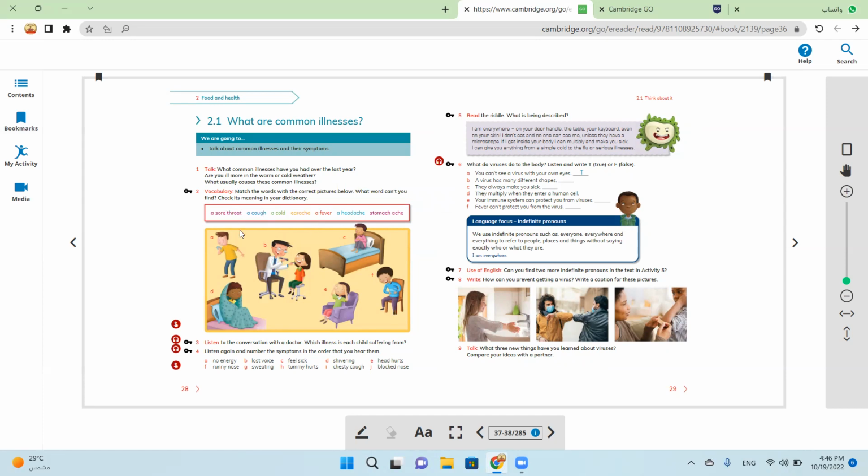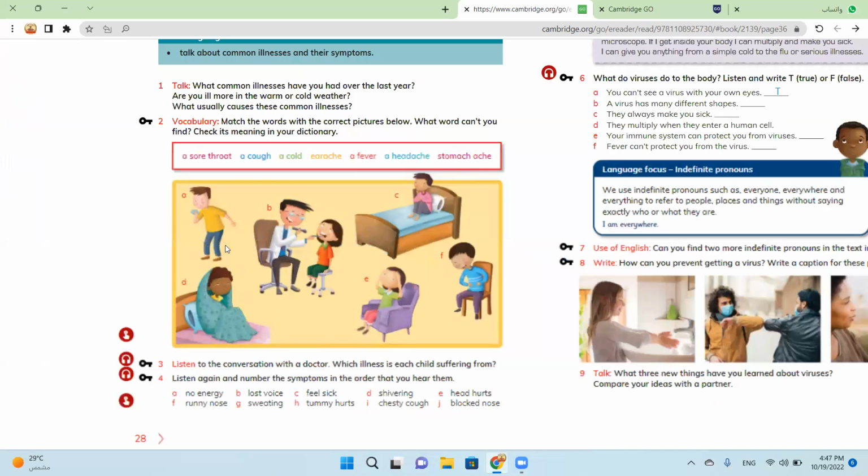So let's move to the second activity: match the words with the correct pictures below. What words can't you find? Check its meaning in your dictionary. So we have words here that we need to match with the pictures. We have 7 words and 6 pictures, and only one is missing. So the first one is a sore throat. Can you find one suffering from a sore throat?